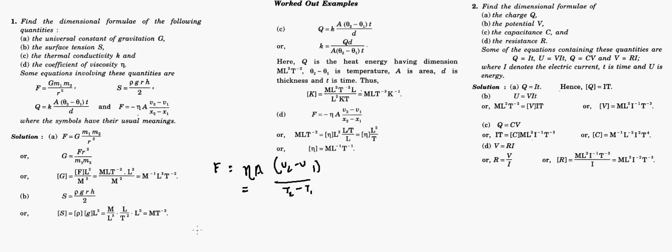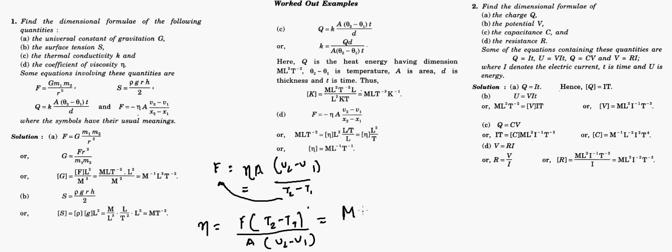Let's find the eta first. So eta will be, this will get multiplied here, so force into (T2 minus T1) upon A, which is the area, (V2 minus V1). Okay, so let's talk about the force. Force will have MLT^-2. Then what about the area? So guys, area will be nothing but L squared only, meter squared.